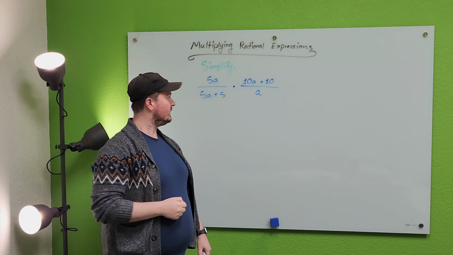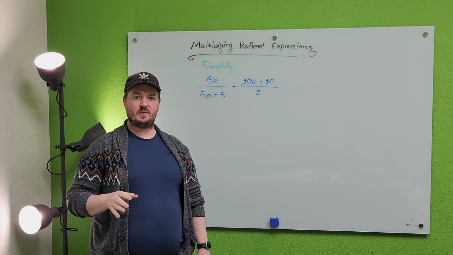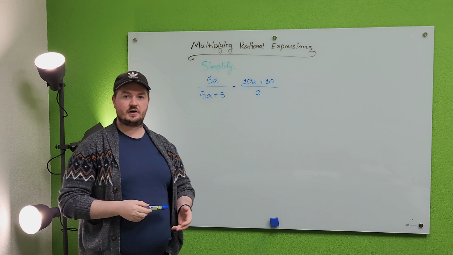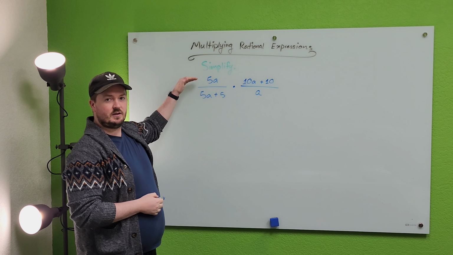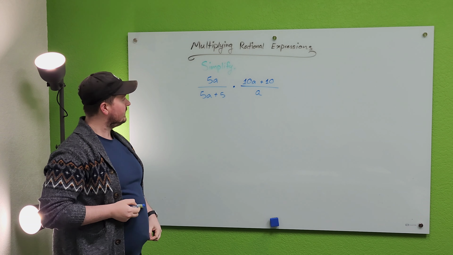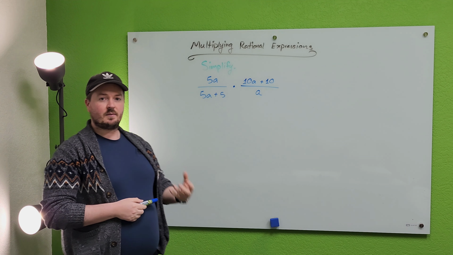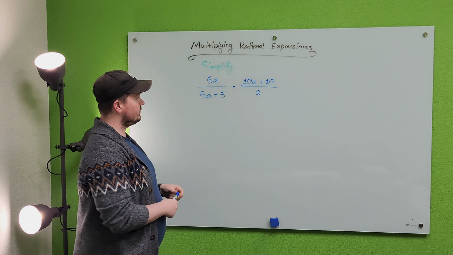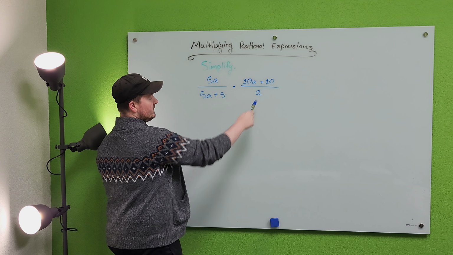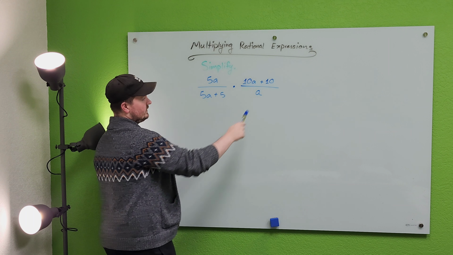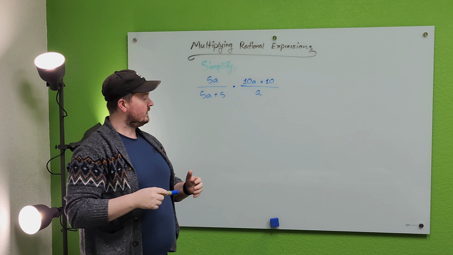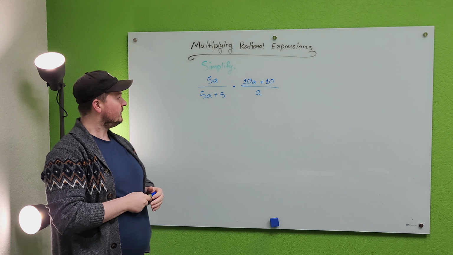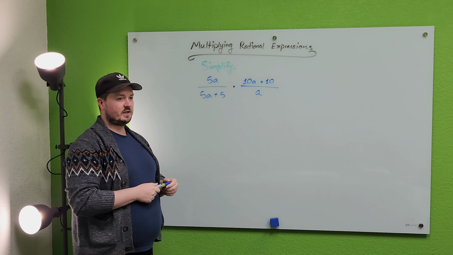So before we begin, you need to remember that rational expressions are just fractions. They're fractions that have polynomials in the numerators and in the denominators. So the easiest operation you can do with fractions is multiplying, because you just multiply straight across the numerator and straight across the denominator.